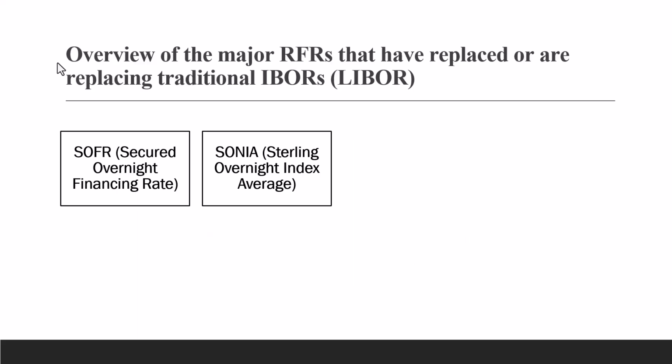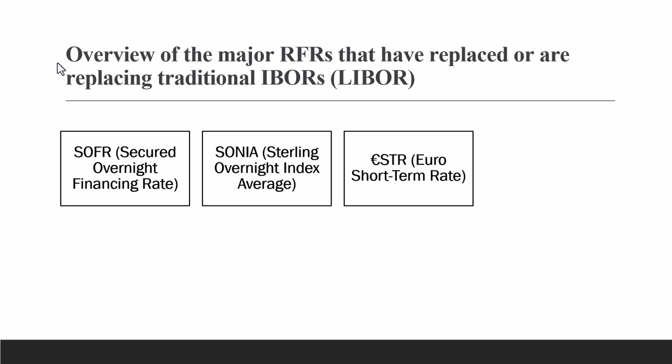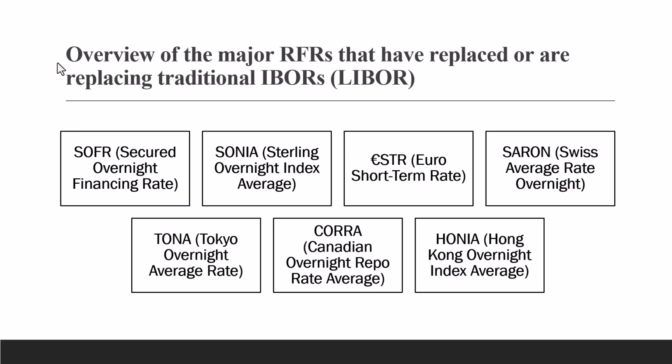Okay. Now, just the last slide and before the break. This shows the various rates prevailing in the world now. SOFR, which is the overnight rate in America, and SONIA is in England. And then we have the euro short-term rate, ESTR. SARON, which is the Swiss average rate. TONA, which is the Tokyo overnight average rate. CORRA, which is the Canadian overnight repo rate. HONIA, which is the Hong Kong rate. So different rates for different countries, and they are all based on repo instruments.